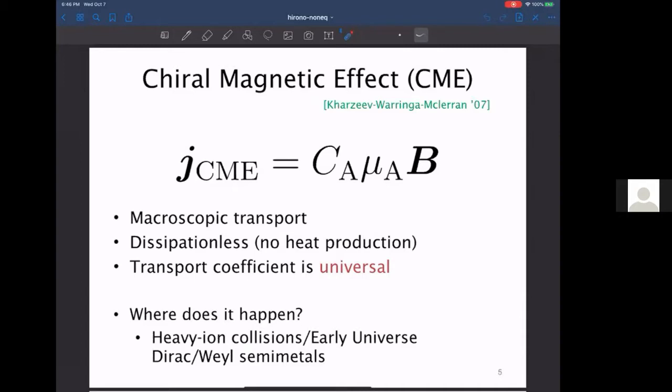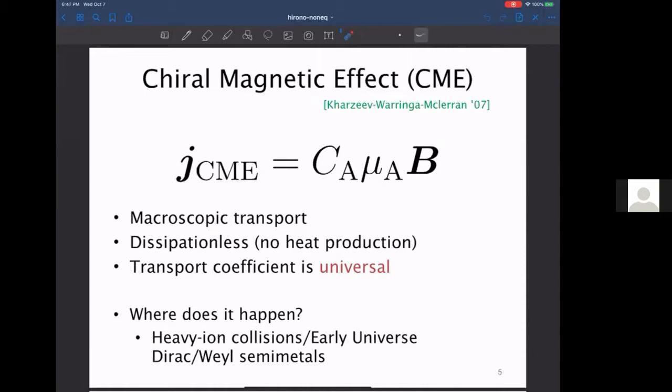When you think about some macroscopic system that consists of massless fermions, it turns out that there is going to be some macroscopic transport effect associated with this chiral anomaly, and this is called the chiral magnetic effect. It can be summarized in one equation. Here, mu_A represents the axial or chiral chemical potential. When this is non-zero, there's an imbalance between the number of right-handed and left-handed fermions. If you apply a magnetic field in this kind of material, there's going to be a generation of the electric current. This is the chiral magnetic effect.